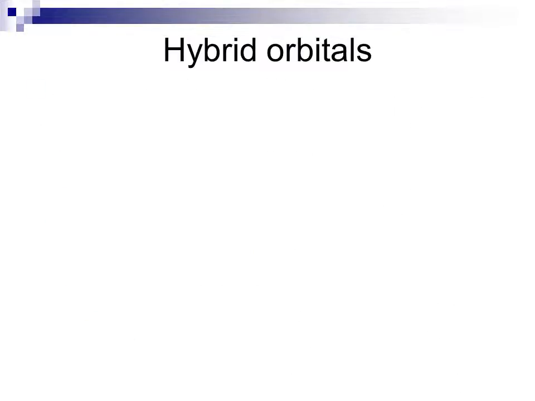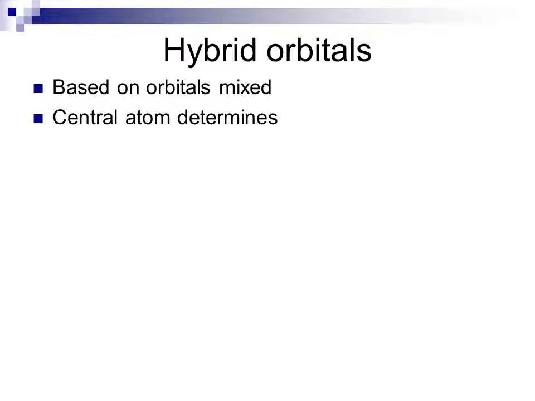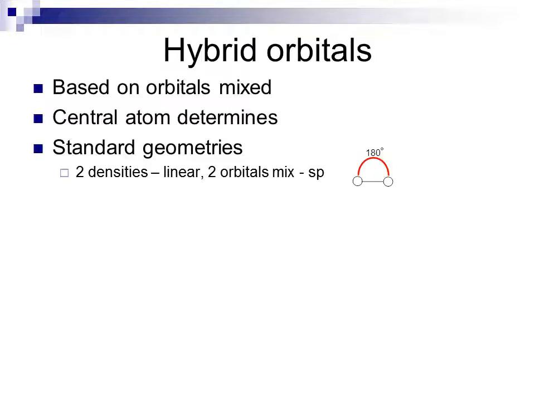Now, hybrid orbitals are based on the mixing of the orbitals that go in. The central atom of my molecule will determine what I need to hybridize. Standard geometries will exist with, for instance, two densities. We'll create an sp because I need to have two orbitals mixing in order to get two densities out of that for bonding. So if I'm mixing two, I mix an s and a p.